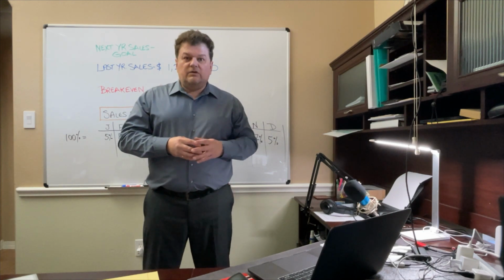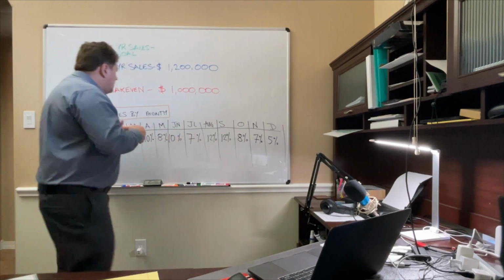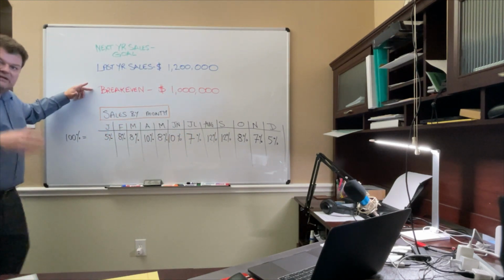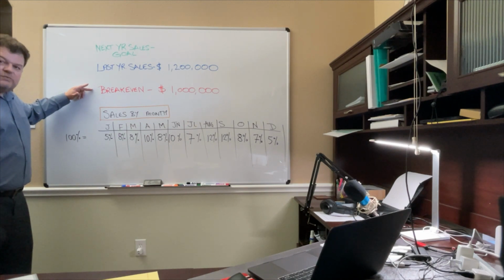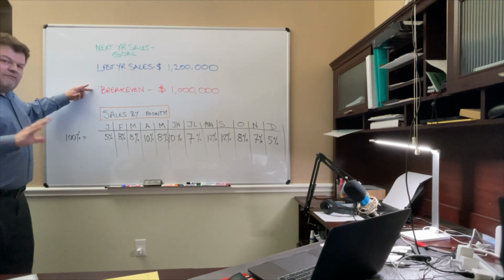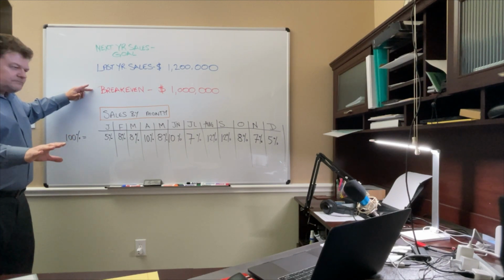Okay, so what we're going to do is use a little example here. Let's just assume that our break even is $1 million in sales. That's our break even. We don't make any profit unless we hit at least $1 million in sales. So whatever your break even is, and again, go back to the other video that explains how to find your break even if you're not aware of how to do that. That video will explain it.